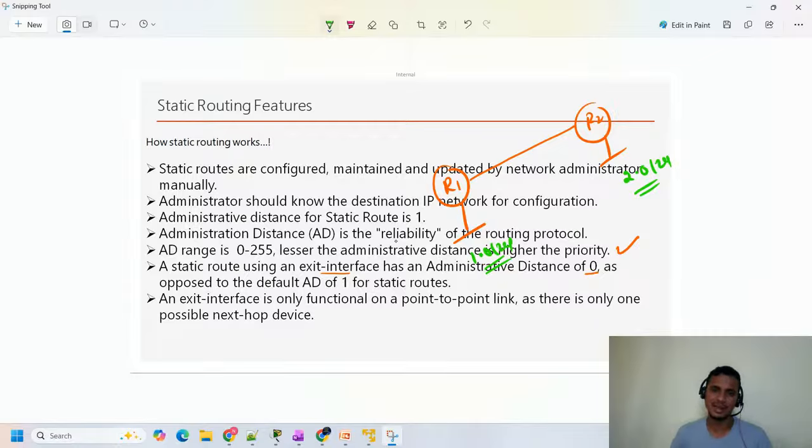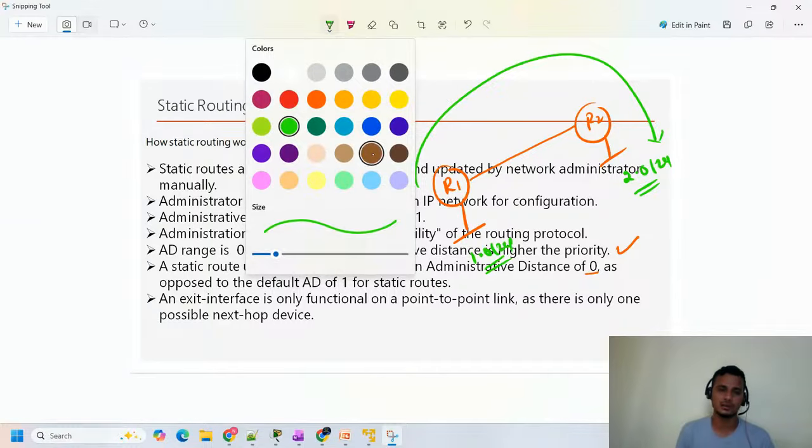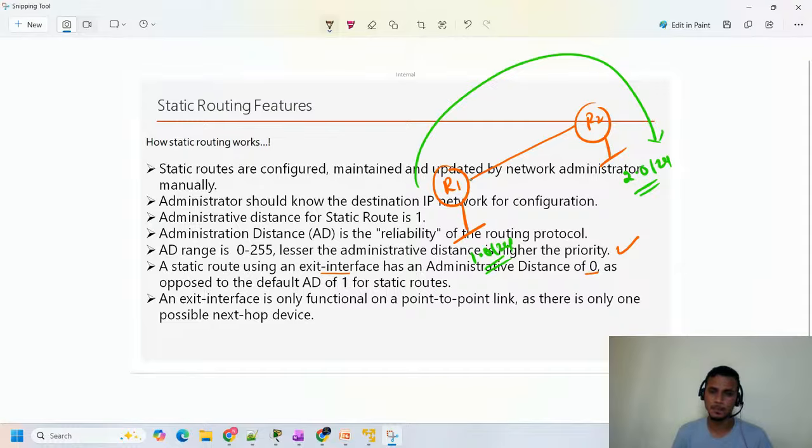Now I'm planning to configure a static route from router 1's LAN to router 2's LAN. So I need to send some data from router 1's LAN to router 2. When you configure static routes, there are some other parameters as well. You can use either the exit interface. So this will become the exit interface.